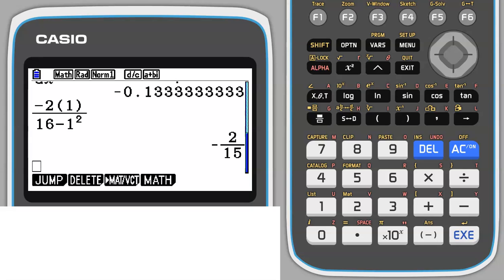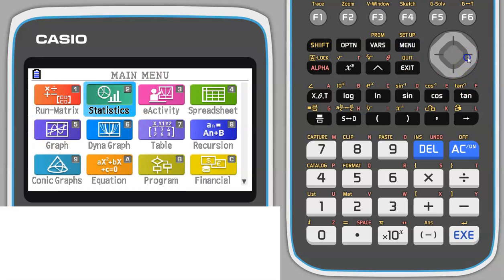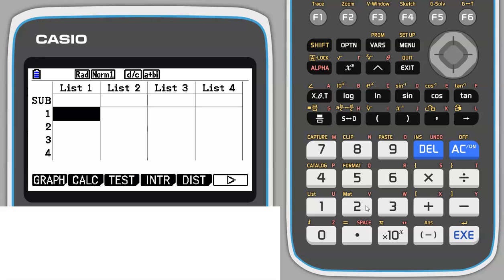To do calculations regarding correlation on your graphics calculator, you need to follow a few steps. The first thing we're going to do is head to the menu, which will then take us to the statistics section. We can use the arrows here to move around, or we can press the number 2 to take us directly into statistics.